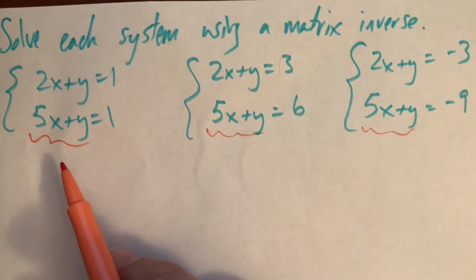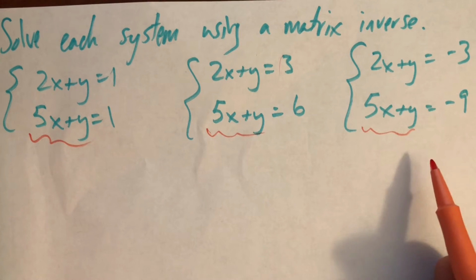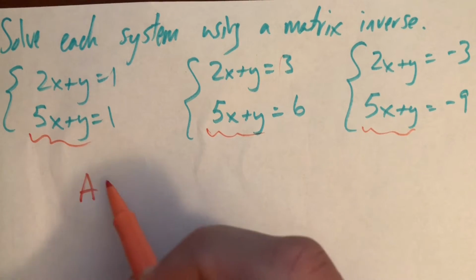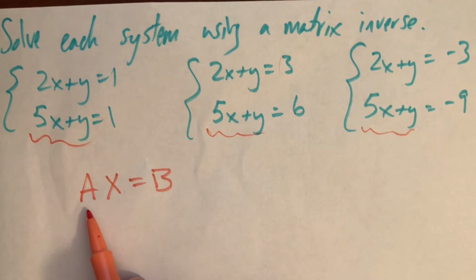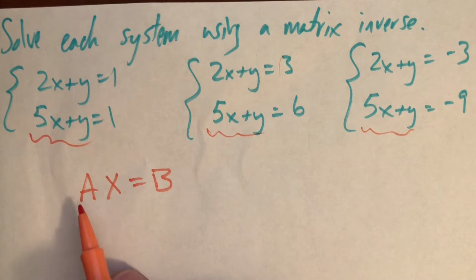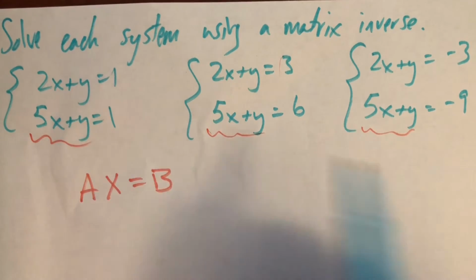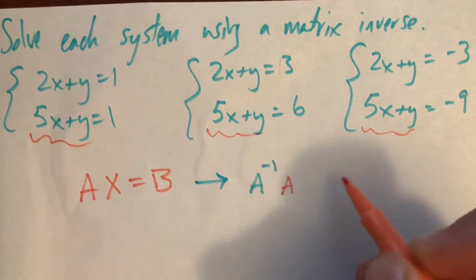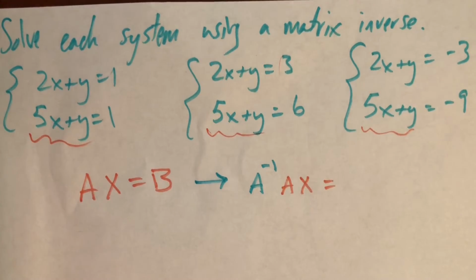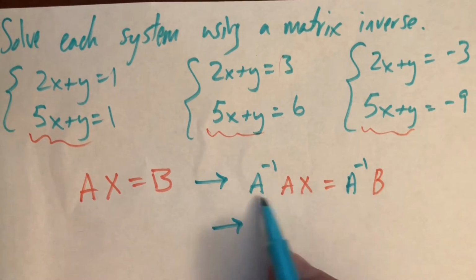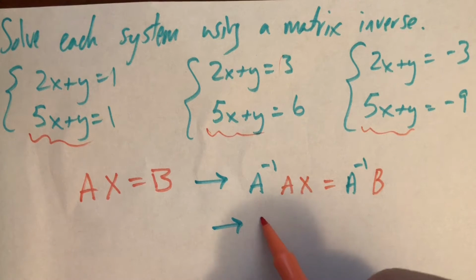So in general, we can rewrite this as a matrix equation where I'm going to have something that looks like this, where A is a matrix and B is a matrix. So if I knew what the inverse of A was, I can multiply on the left by A inverse on both sides. And then that's going to get rid of this guy, and I'm going to be able to say what my solution is, right?